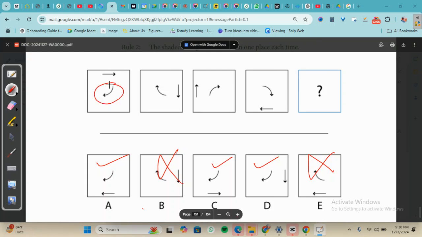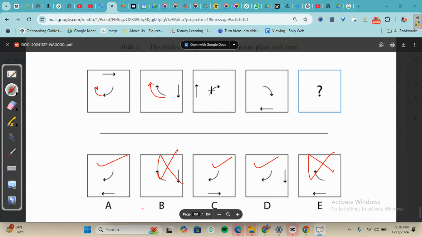Now let me explain again. Look at this arrow clearly. If you rotate this in a clockwise direction, it will look like this. Just rotate it in a clockwise direction.